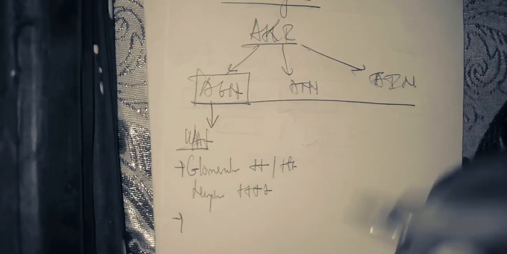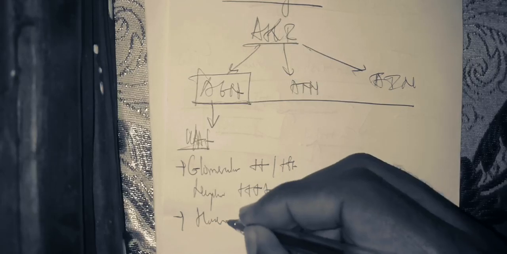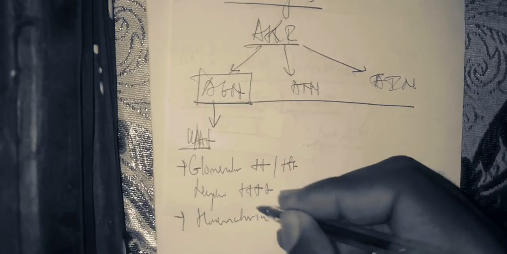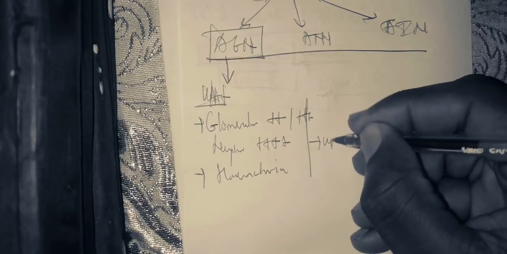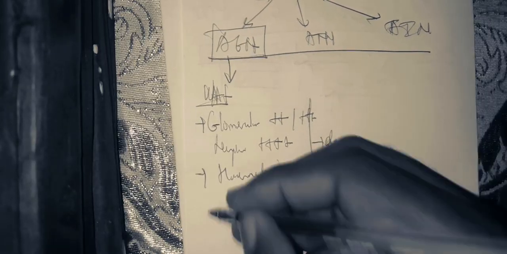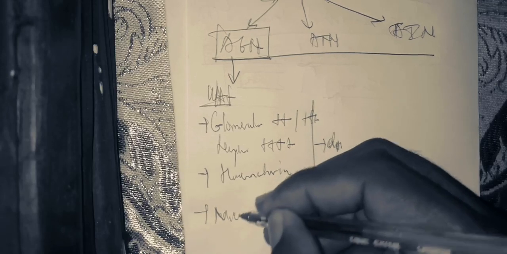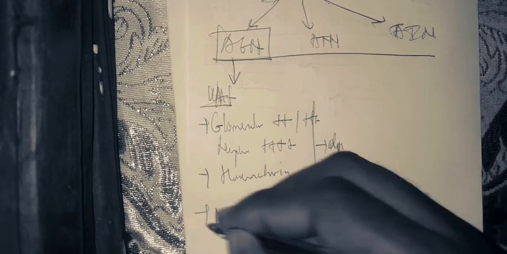And also you may have a hematuria on urinalysis, on the urine dipstick. Now, on the microscopy, what are you going to visualize?